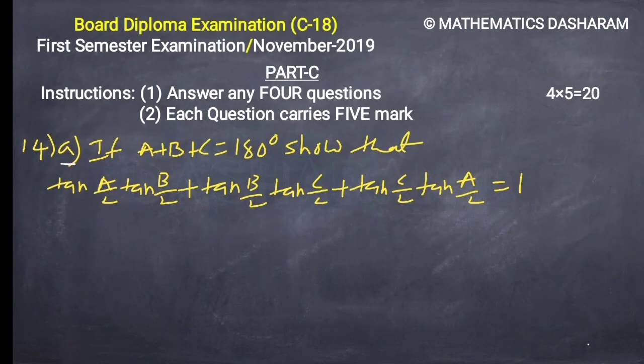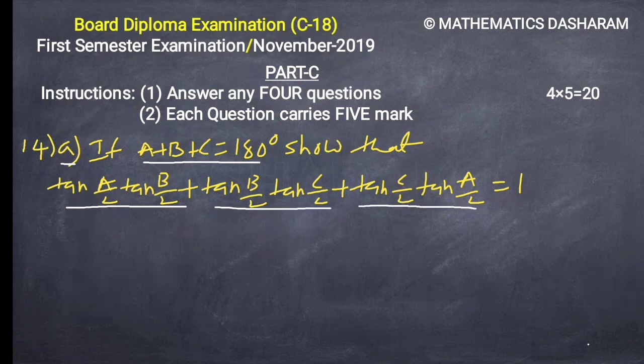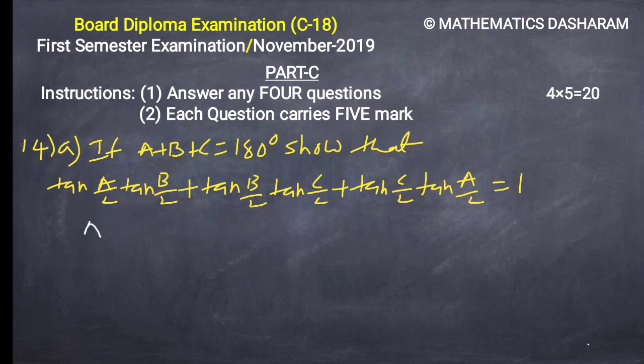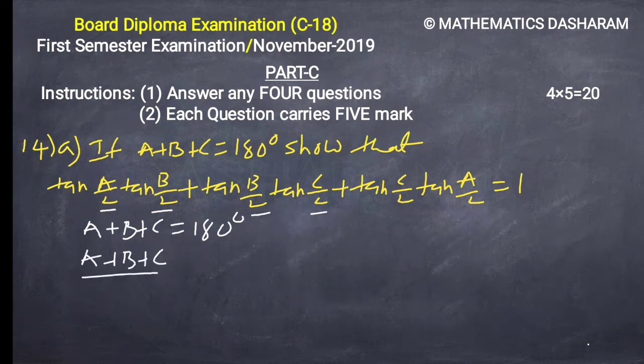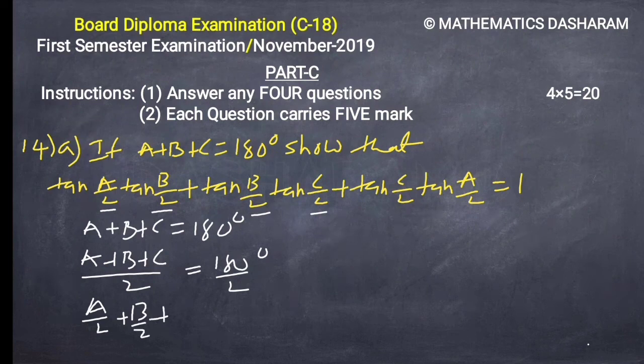14th question: if a plus b plus c equals 180 degrees, show that tan a by 2 into tan b by 2 plus tan b by 2 into tan c by 2 plus tan c by 2 into tan a by 2 equals 1. First, given that a plus b plus c equals 180 degrees, so here everywhere we have a by 2, b by 2, c by 2, so do division by 2 on both sides. So a by 2 plus b by 2 plus c by 2 equals 180 by 2, which is 90 degrees.